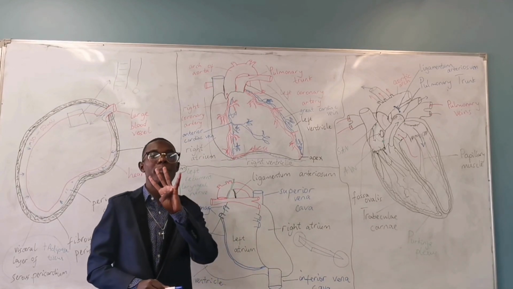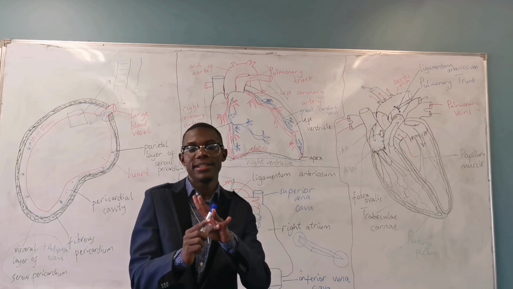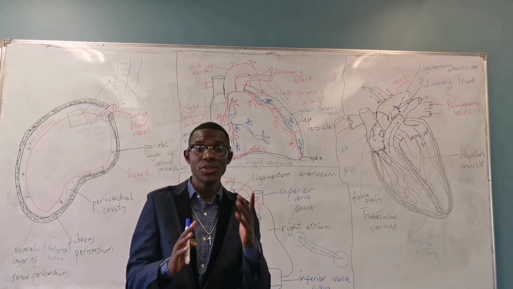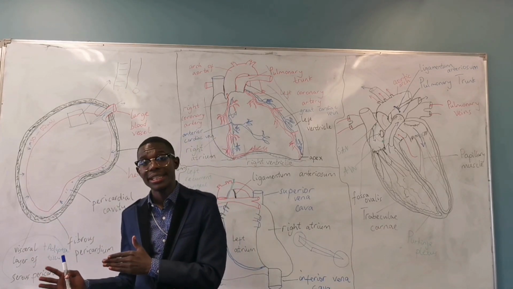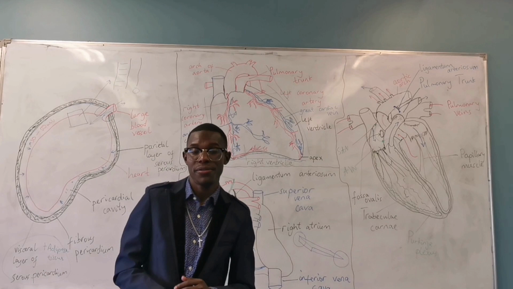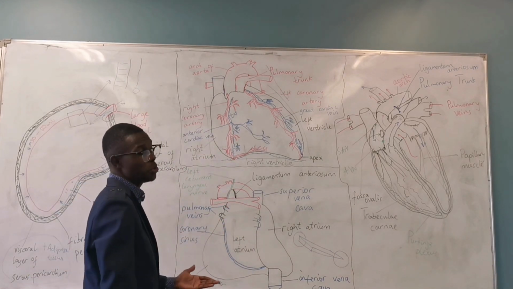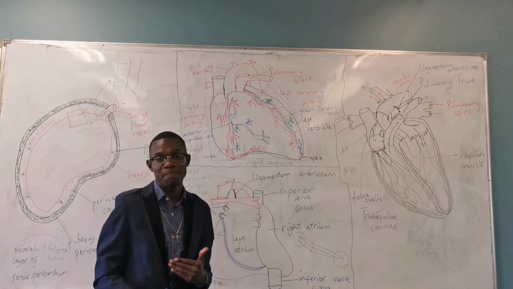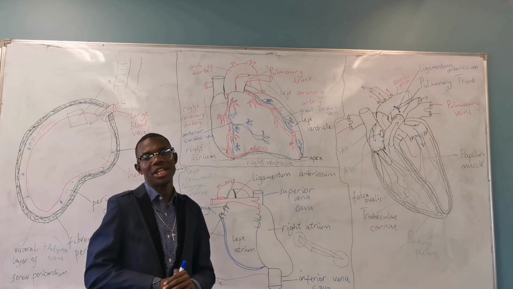So we have 4 borders. We have the right border, the left border, the superior border, and the inferior border. What is important for you to take note of is the structures that make up each of these borders. So the right border of the heart is made by the right atrium.